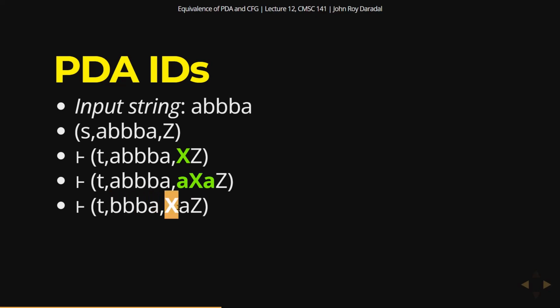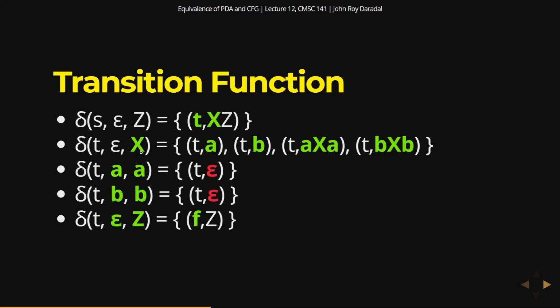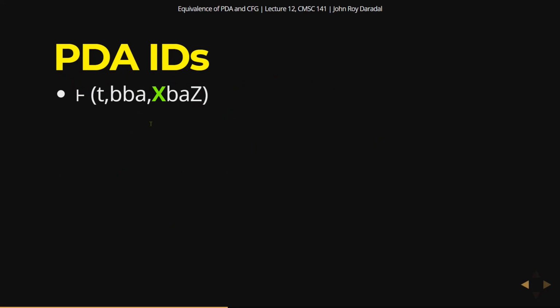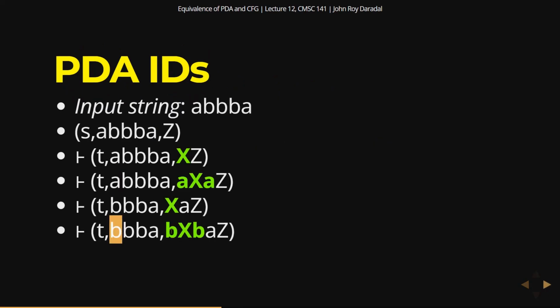And then after that, this X can be turned into BXB so that we can process this one. So X will be replaced with BXB, okay, and that is here. So X replaced by BXB here. Okay, and then after that, these two B's are the same. Okay, so we can pop off the B, so we will be left with BBA XBAZ, right?